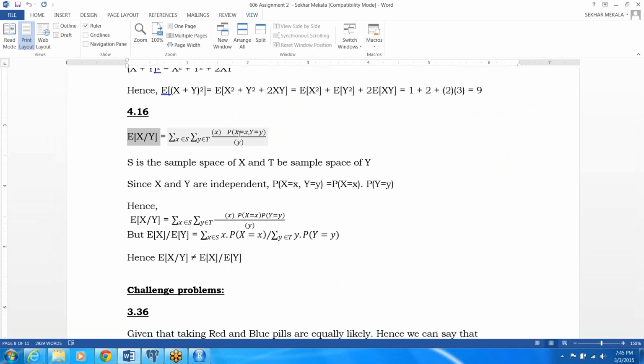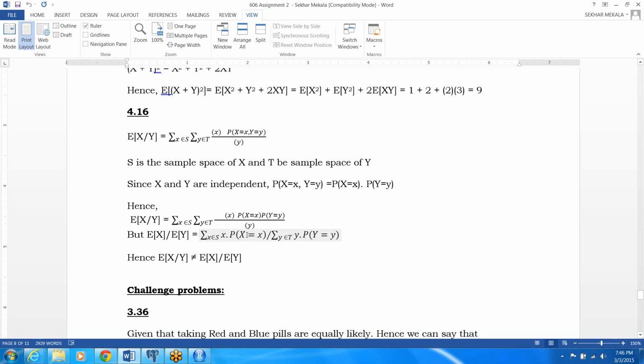So x by y, and then here P(X = x and Y = y) is the probability distribution of both the variables together. Since x and y are independent random variables, the probability of X = x and Y = y can be written as the probability of X = x multiplied by Y = y. This is where I stopped, and then I evaluated the expected value of x divided by the expected value of y.